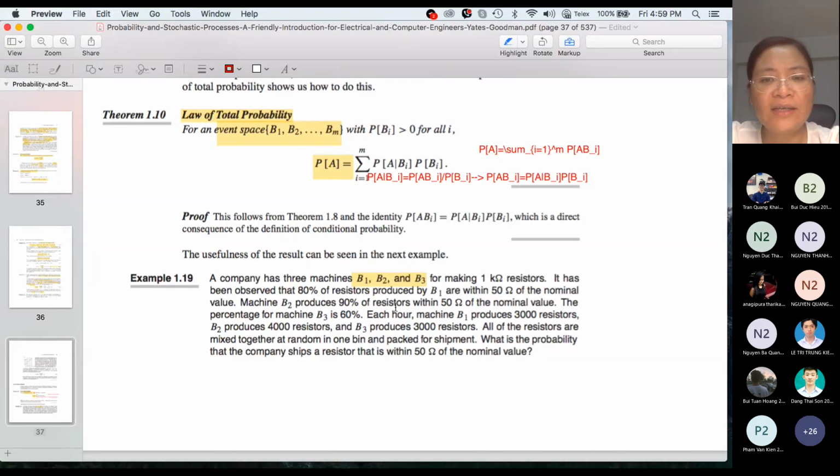Here is a difficult problem. To solve a difficult problem, people often have to partition it into small parts. The small parts are the way people find the event space, right?